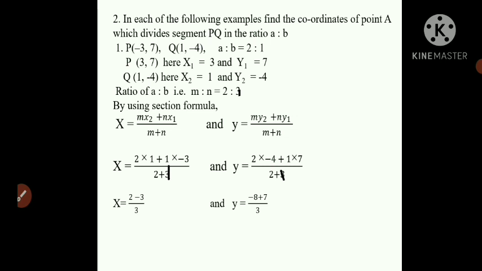So when you simplify this, 2 minus 3 will be minus 1 upon 3, and y will be minus 8 plus 7, which will be minus 1 upon 3. Now see students, here there is one correction.